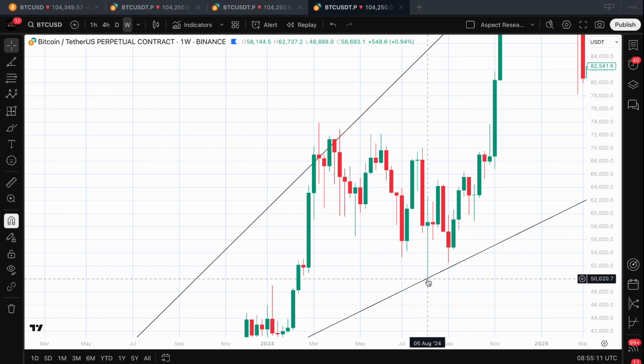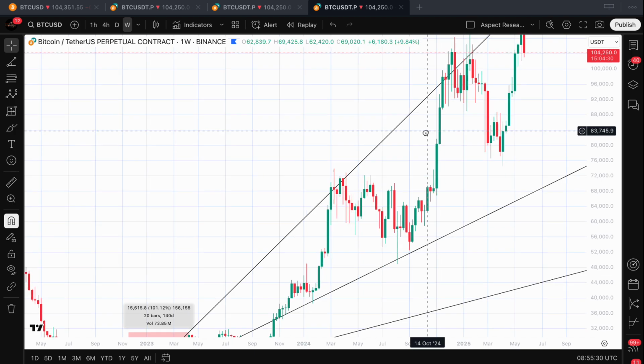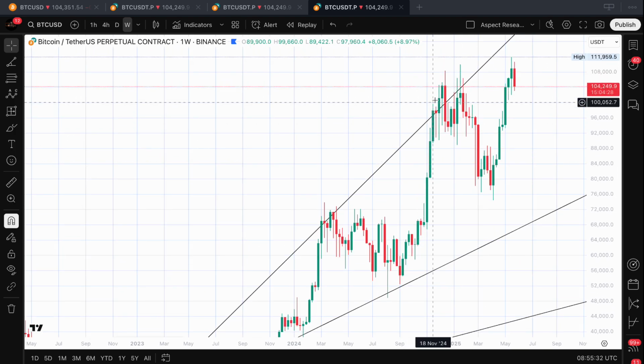Now, this was a very nasty correction, but you can see that the 26.5-degree angle did give us the bottom price, okay? On August 5th, the price touched the 26.5-degree angle, and it continued making higher highs and higher lows. And by then, we were looking for the next top.